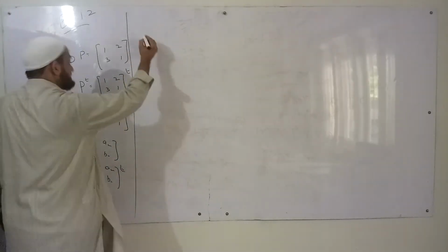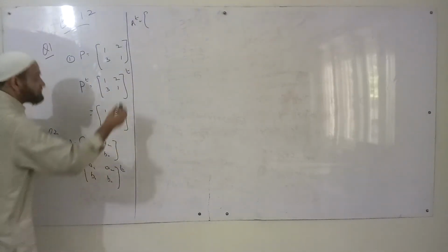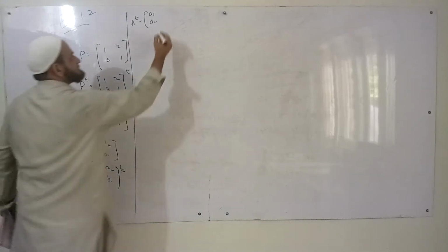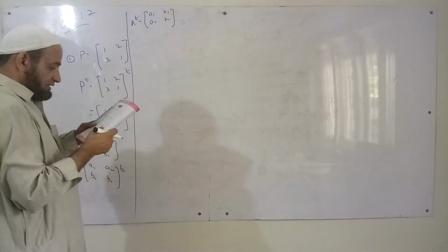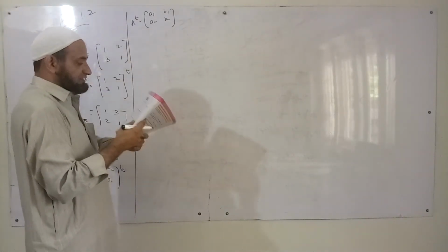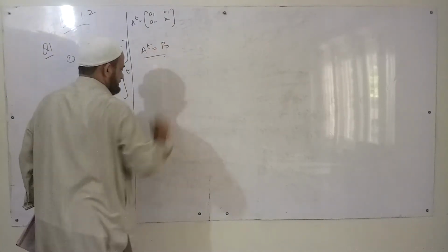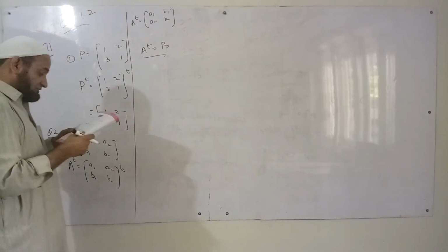We take the transpose, we get A transpose: first row changes to first column, A1, A2, second row changes to the second column, B1, B2. Now check it in the question. This is given as the B matrix. This answer is given in the B matrix. This means A transpose is equal to B.